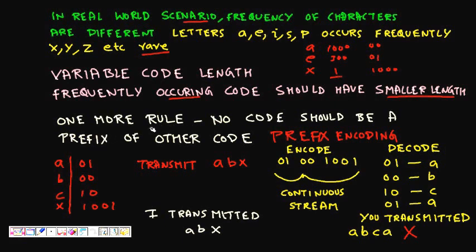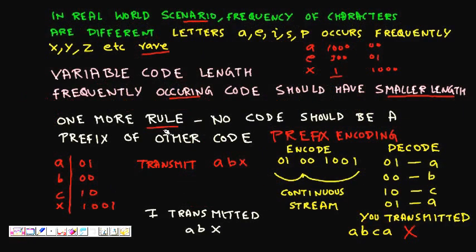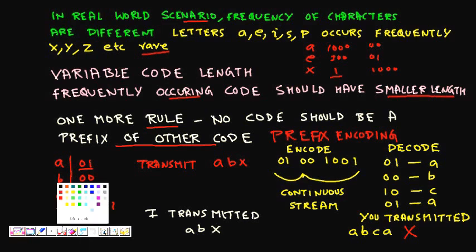But one more important rule: no code should be a prefix of another code. When we were writing codes for different letters and we made the tree, what it says is the prefix rule: no code should be a prefix of another code. So this is prefix encoding. And why is this important? Let's see. We have A, B, C and X. We encode A as 01, B as 00, C as 10, and X as 1001.